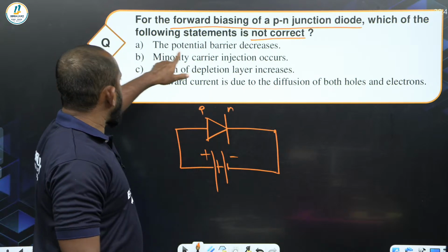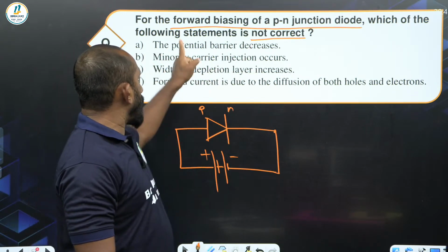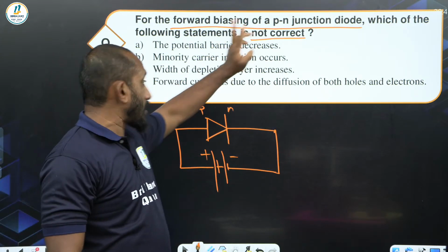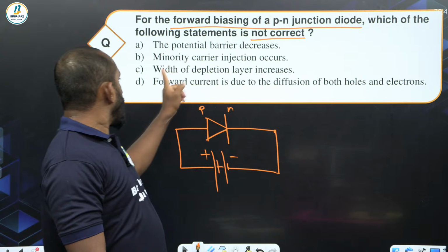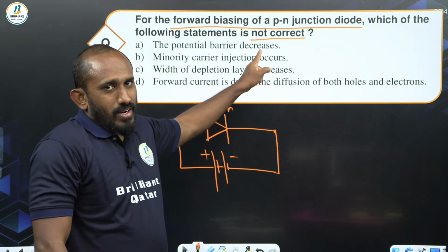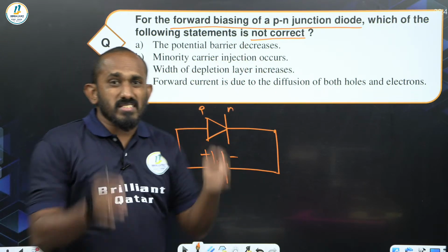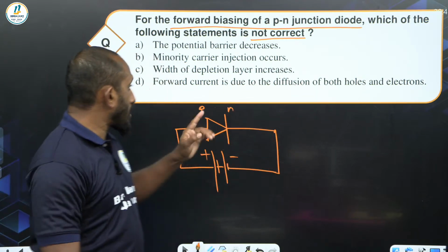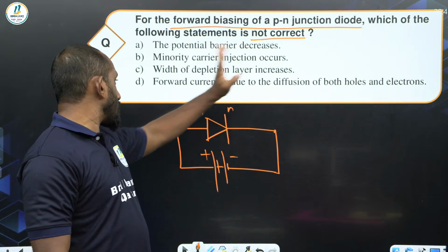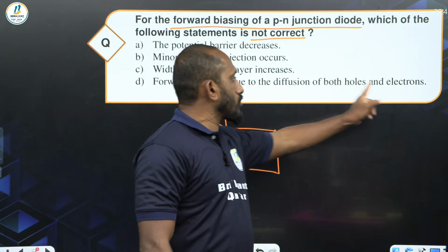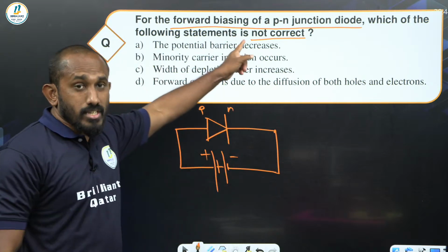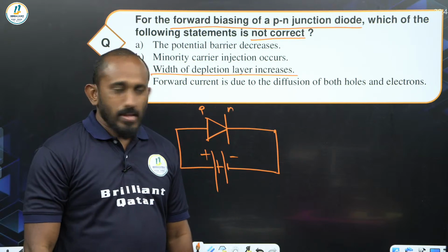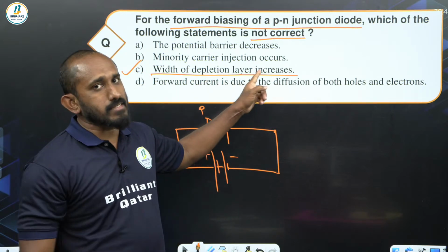Let's see. The potential barrier decreases. In forward bias, I told you the potential barrier will decrease, so that is a correct statement. Minority carrier injection occurs. The width of the depletion layer increases, it is given. No. What happens to the width of the depletion layer? It decreases, because majority charge carriers will move towards the junction. So the width will actually decrease, but here it is given as increases. Forward current is due to diffusion of both holes and electrons. That is also correct. So not correct is the answer to the question. So option C is the correct answer. Actually the width of the depletion layer will decrease, but it is given as increases, so that is not correct.